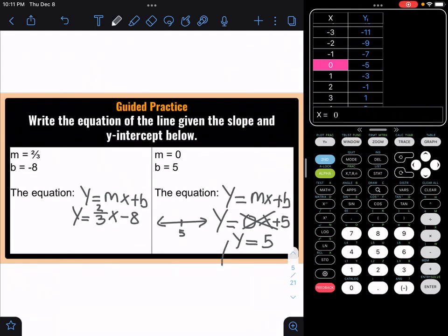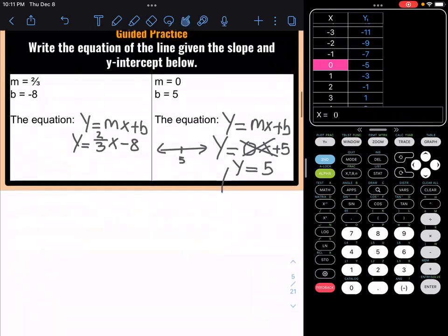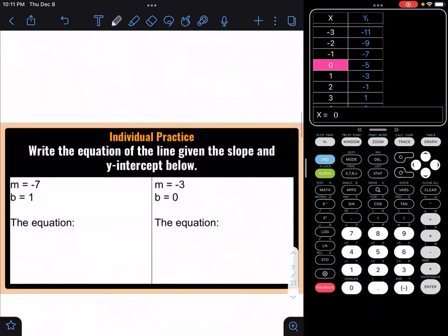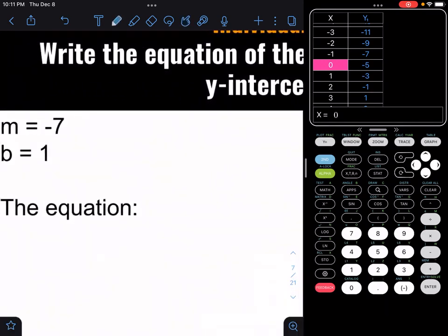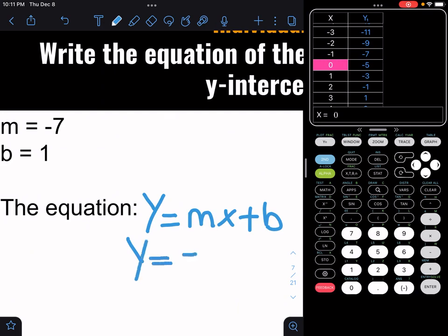Now, I want you guys to quickly try this on your own. Shouldn't take much time at all. Write an equation of a line now that we are given the slope and we are given the y-intercept. Pause the video and try this. Remember, our base equation is y equals mx plus b. We know that our m is negative 7, so replace the m with negative 7x, and our b is 1. And that's our final equation.